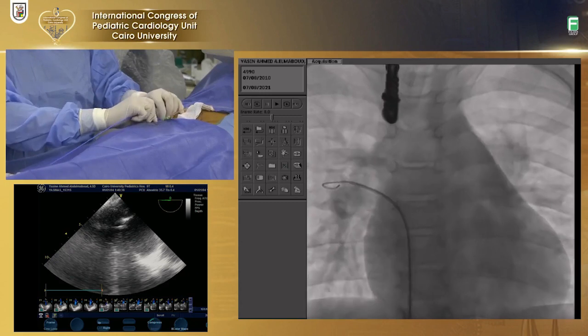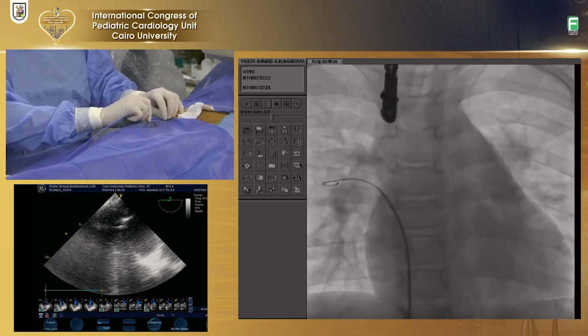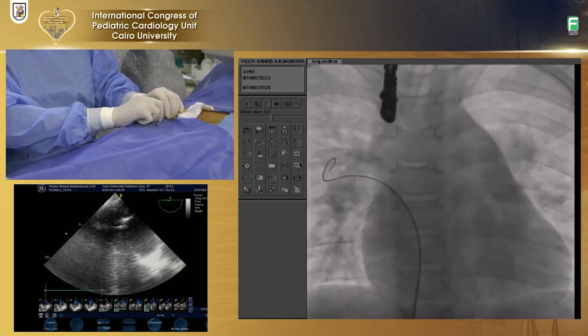Okay. We're using an exchange wire 0.035 by 260 and we're lodged now.